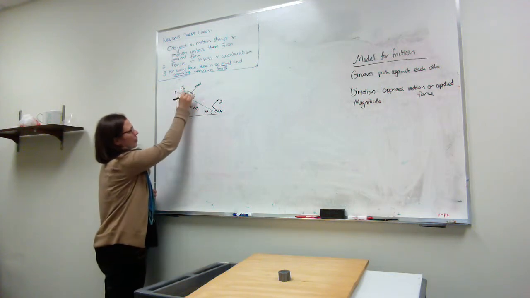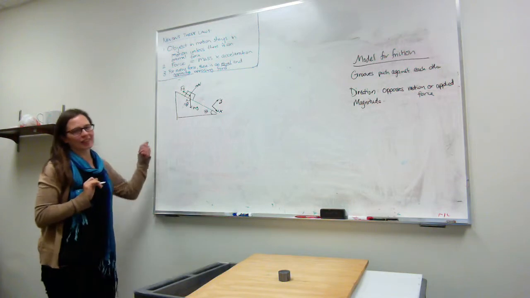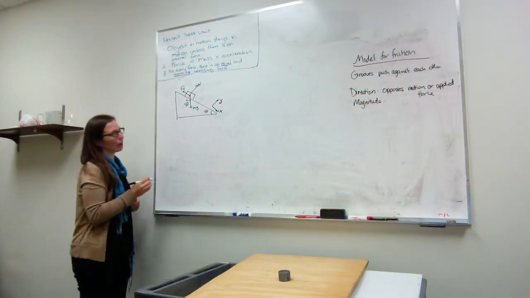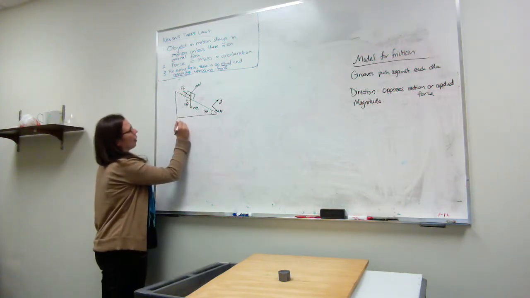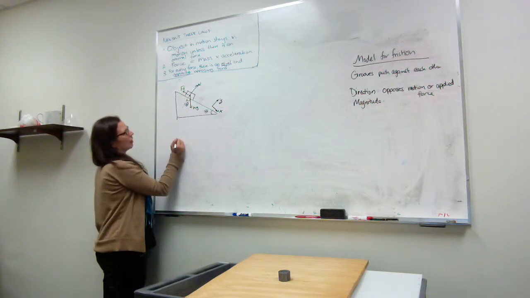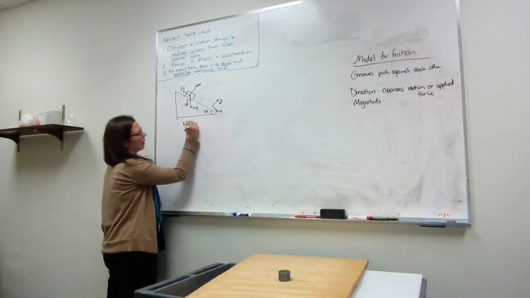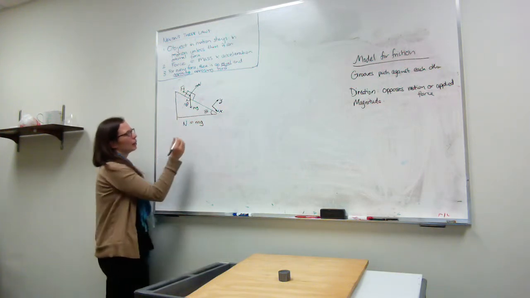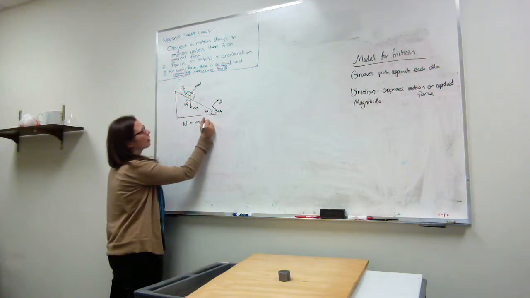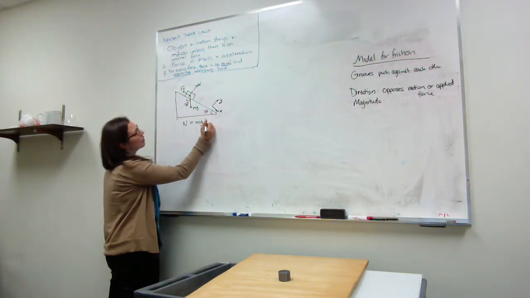So let's break this up into x and y components. We know that this angle right here is theta, and you can do a homework problem to prove that. Let's first write the y component of the vectors. The normal force is entirely in the y direction, and then there's the y component of the weight, which is going to be mg times the cosine of theta.